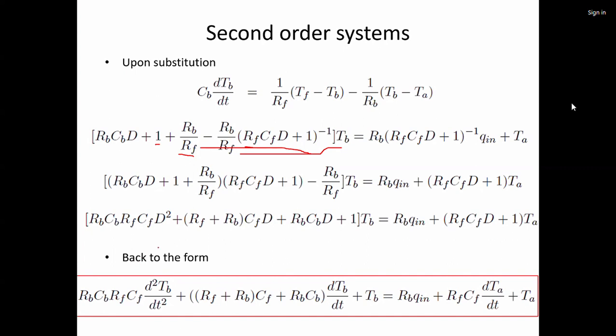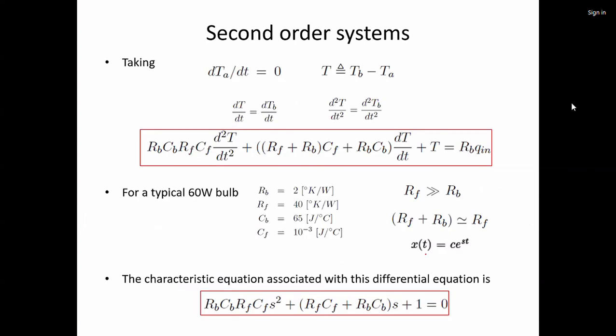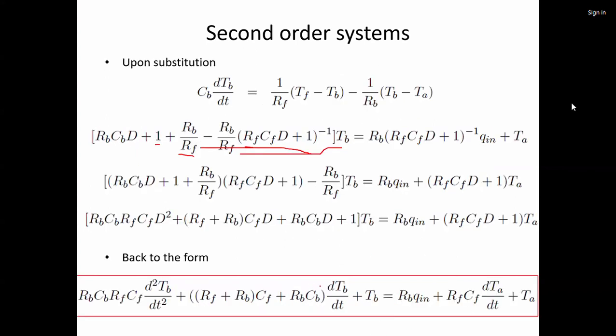So now this D you write as d square by dt square. So you have RB, CB, RF, CF, d square TB over dt square plus (RF plus RB) into CF plus RB, CB into dTB over dt plus TB, which is whatever you see on the right side. You have RB into Q in plus RF, CF, dTA over dt plus TA. So basically we have to solve for TB.